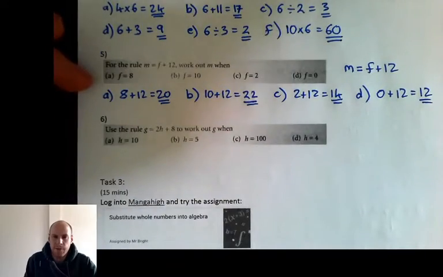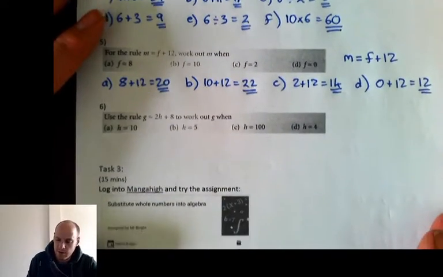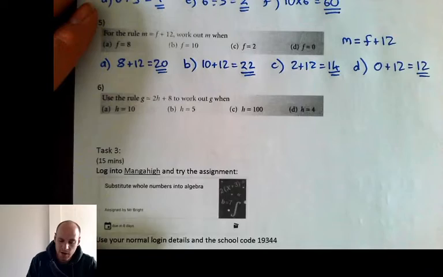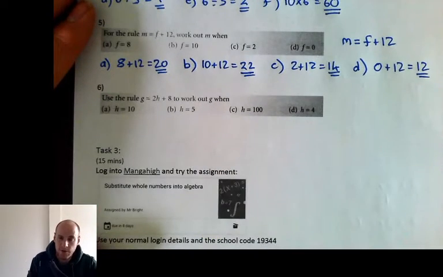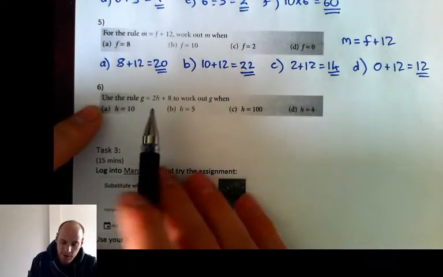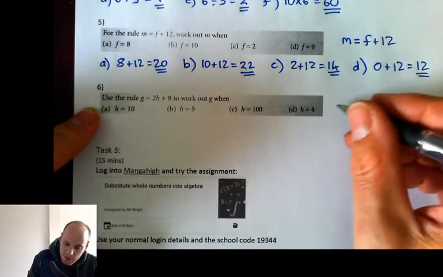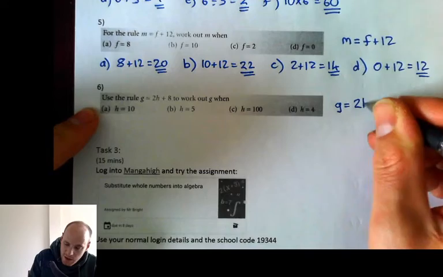That's totally separate. Alright. And as we get harder and harder, what we'll do is probably have less and less context, so there won't be anything other than the algebra in the question. Alright, then question 6, we've got a new rule, which is that G is equal to 2h plus 8.